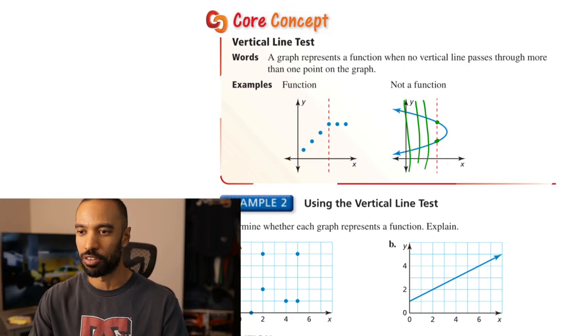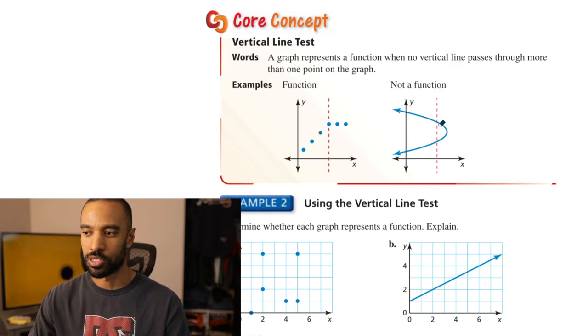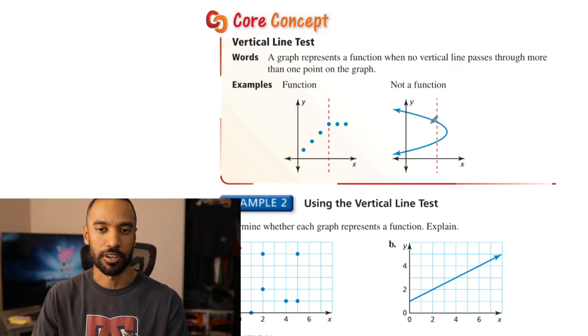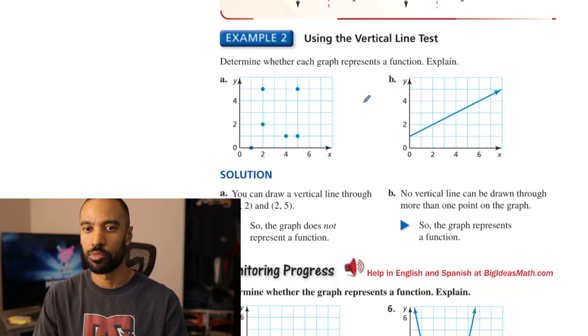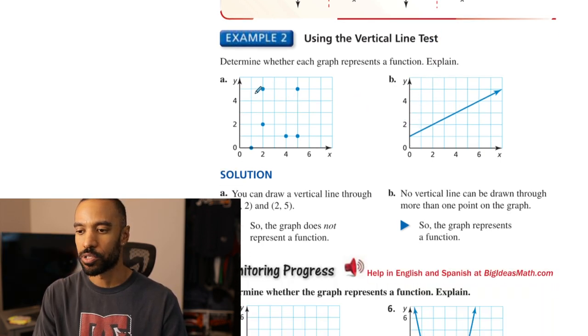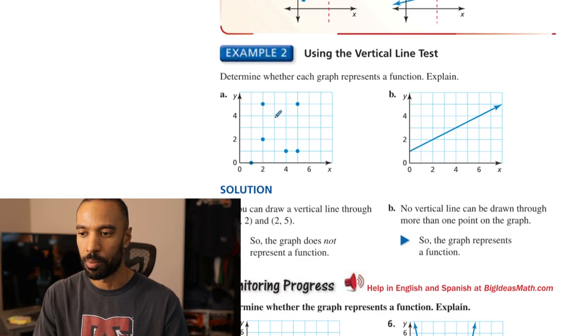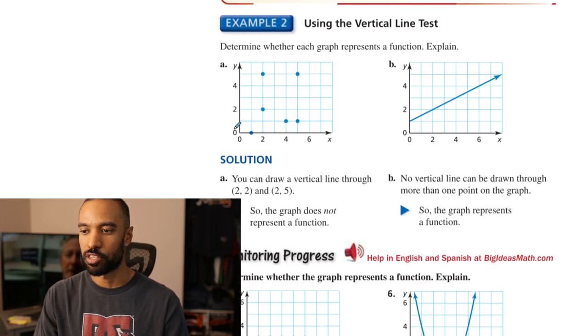Therefore, it's going to always fail the vertical line test. It just needs to fail once, and it failed here. So this relation is a function. This relation is not a function. Let's do the, normally I don't do the, oh, never mind. These are examples. I was going to say for monitoring progress, normally I don't do them, but they gave us some here. So does this pass the vertical line test?